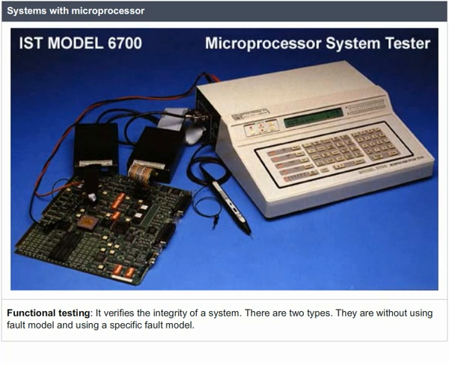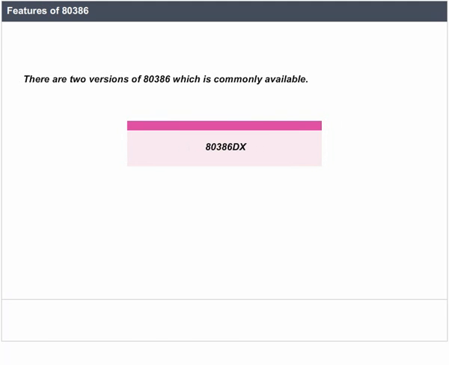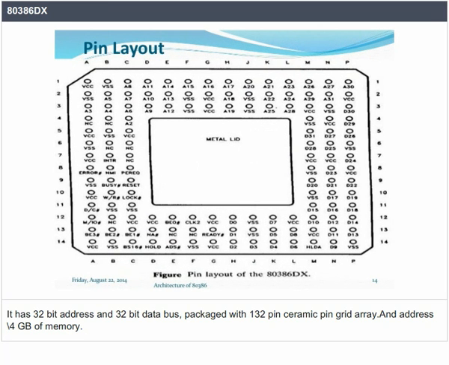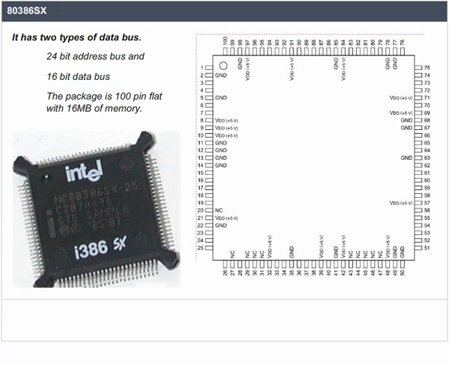Features of the 80386. There are two commonly available versions of the 80386: 80386DX and 80386SX. The 80386DX has a 32-bit address bus and 32-bit data bus, packaged in a 132-pin ceramic pin grid array, and addresses 4 GB of memory. The 80386SX has a 24-bit address bus and 16-bit data bus. The package is a 100-pin flat package with 16 MB of memory.